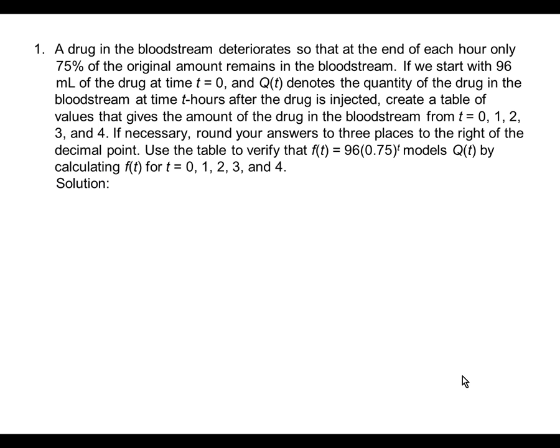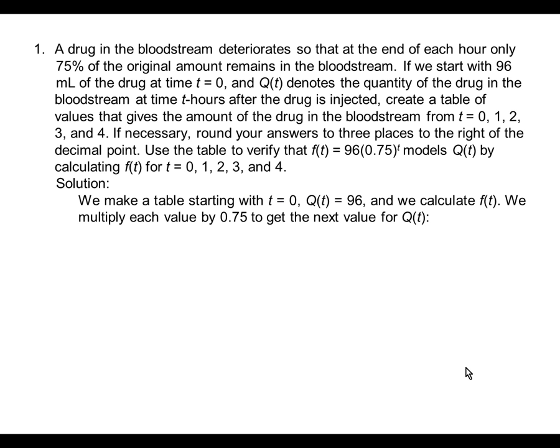So our solution to this problem. We're going to make a table of values starting with t equals 0. Q of t is going to be 96 for t equals 0, because that's what we started with. And we calculate f of t. We multiply each value by 0.75 to get the next value for Q of t on our table, because at the end of each hour, only 75% of the original amount remains in the bloodstream. In word problems, the word of almost always means multiply, especially after it's a percent.